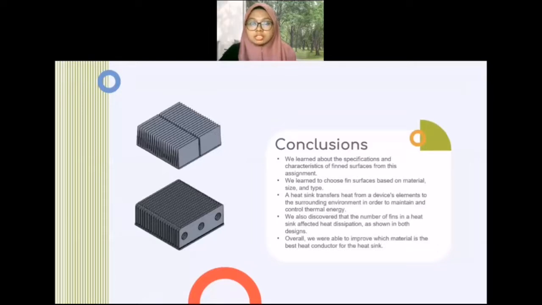A heat sink transfers heat from a device element to the surrounding environment in order to maintain and control thermal energy. We also discovered that the number of fins in a heat sink affected heat dissipation as shown in both designs. Overall, we were able to identify which material is the best heat conductor for the heat sink.